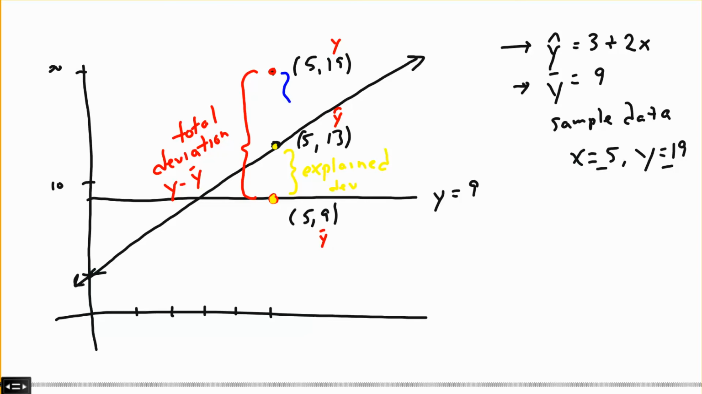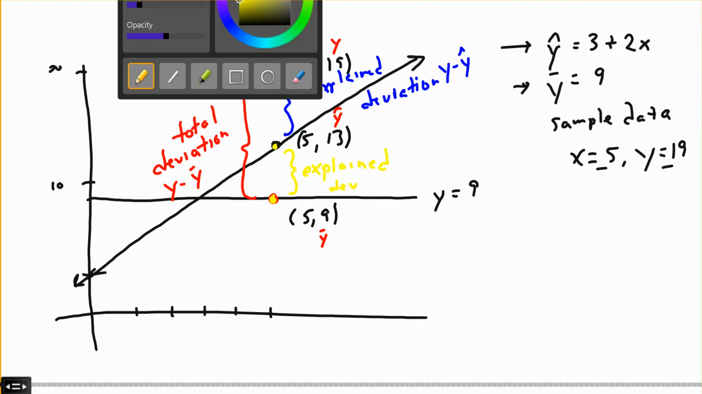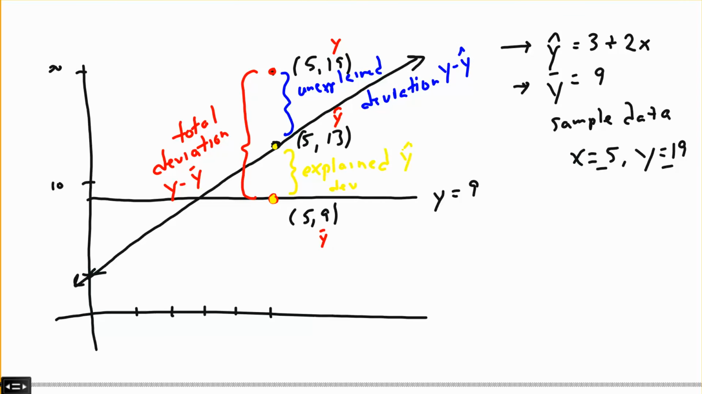This gap between our sample data of y and our predicted value, that is the unexplained deviation. It's not writing real well, I apologize. The unexplained deviation is the difference between our y value and our y hat value. I want to go back and put down here the explained deviation is the difference between our y hat value and our y bar value.